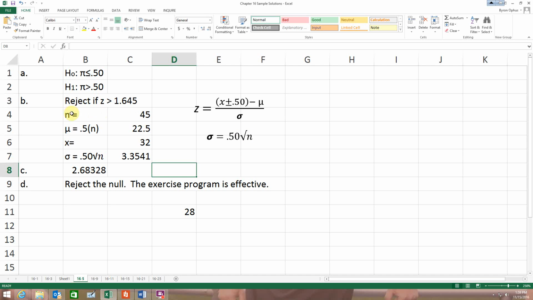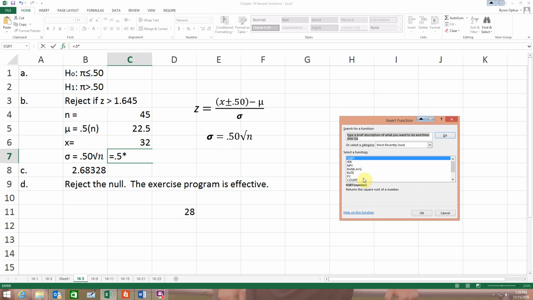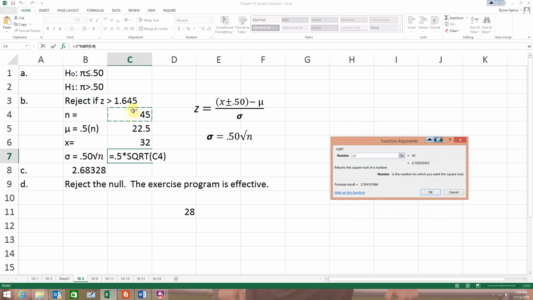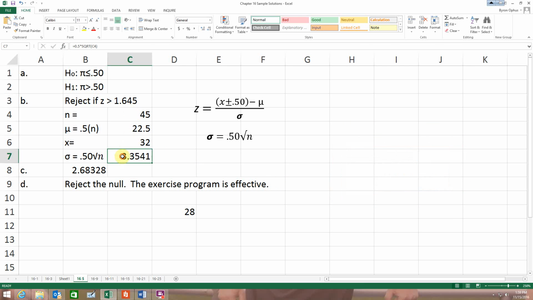Okay, so I plug in my numbers. My n is 45, my mu is 0.5 times 45, or 45 divided by 2. I guess you could do that either way. My x is 32, which is given to me. My standard deviation, I just went ahead and calculated, is equal to 0.5 times the square root of my n. Okay, so I got that.